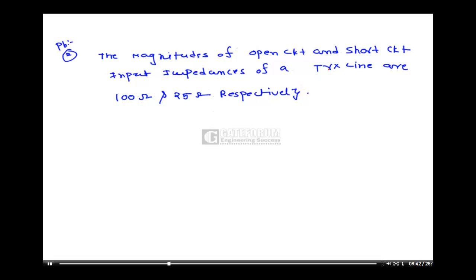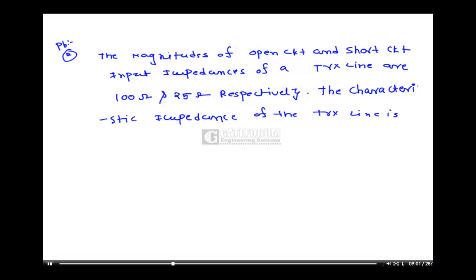The characteristic impedance of the transmission line is: option A 25 ohm, option B 50 ohm, option C 75 ohm, option D 100 ohm. So this is the given question.